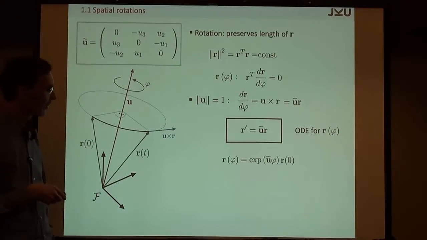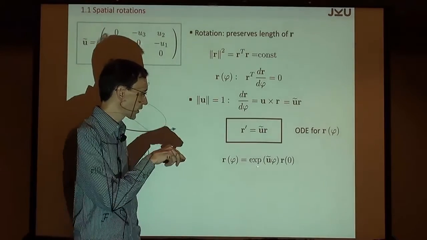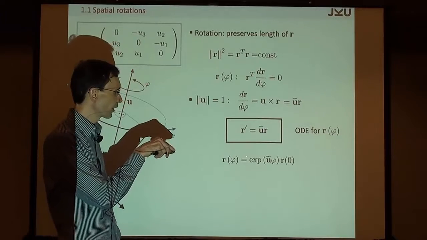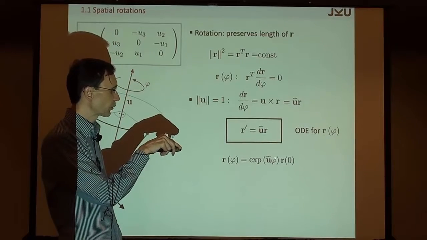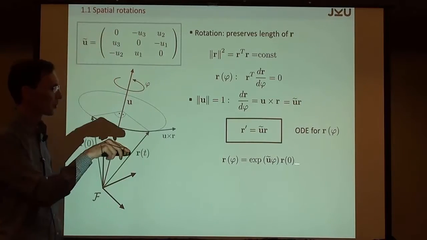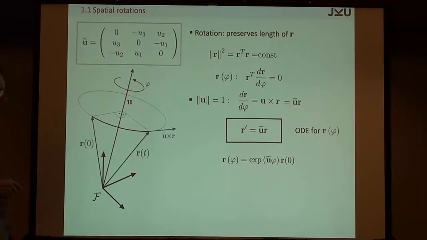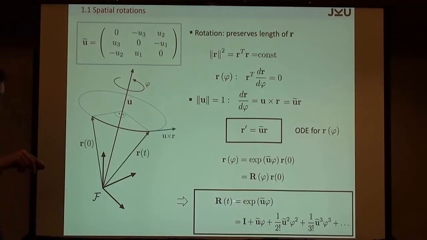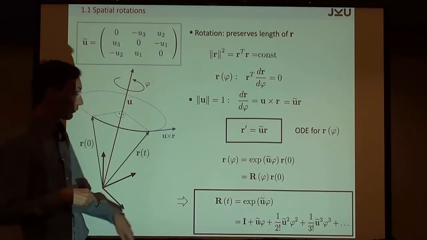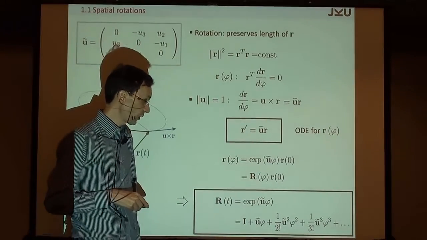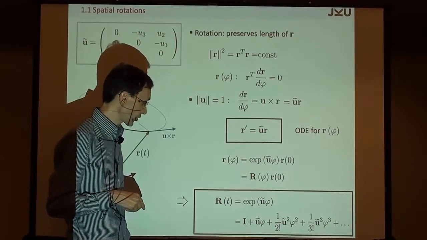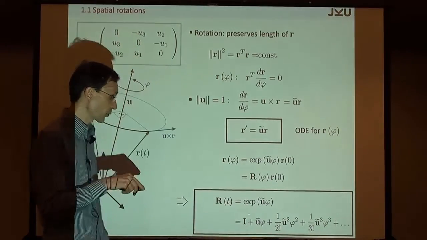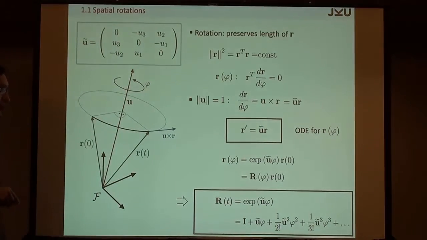And using this for that problem, you get the solution r(phi) equal to the exponential of u tilde times phi, times the initial value of r. And if this is true, then this must be the rotation matrix. So if we identify this, the rotation matrix is just the exponential of the skew-symmetric matrix u tilde times phi.